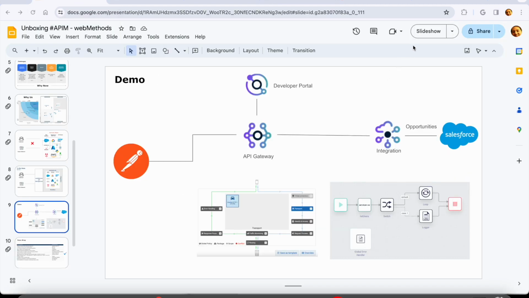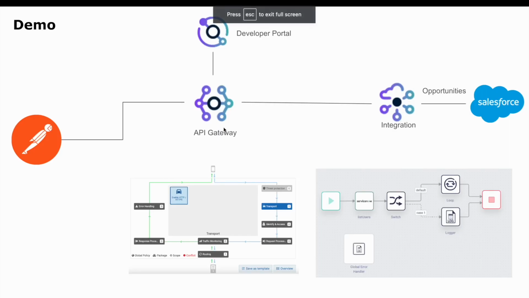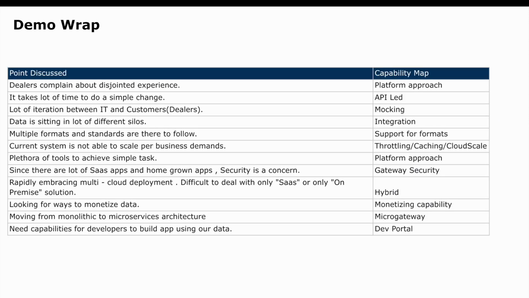So let's go back to the presentation. This is what you saw in the demo today. I was using Postman, the API gateway was there, and the integration part where I was connecting to Salesforce. The features which I have shown today, I have tried to map to the requirements, to the pain points which we had discussed initially. I'll pick some of those. The big thing is, it takes a lot of time to do a simple change. That's what your consumers, your customers, and partners are complaining about.